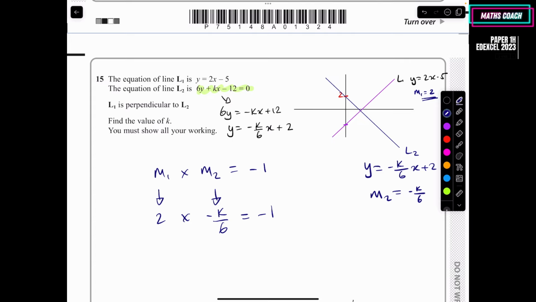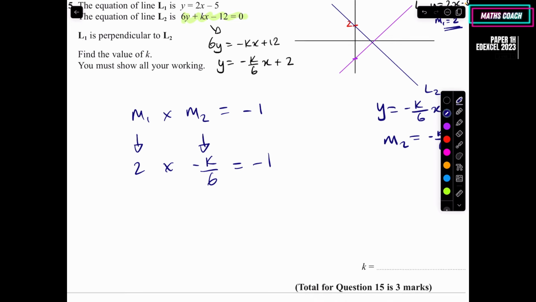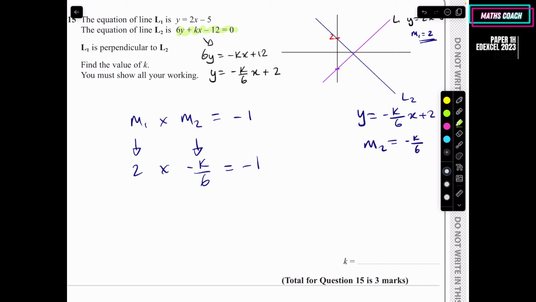Look what we have now. We have an equation that we can solve to find what k is, and that's what the question is asking us to do, remember? So how do we do that? Well, 2 times this fraction, what we can do, cancel by 2, divide by 2. So 2's gone, that becomes a 3.